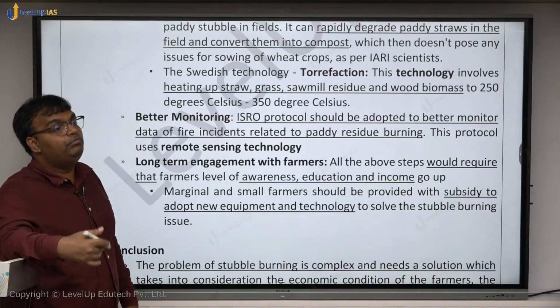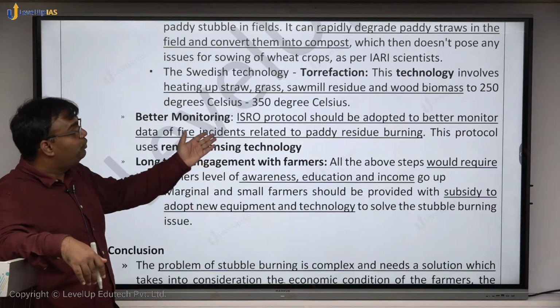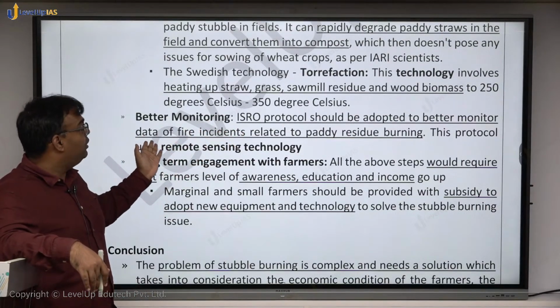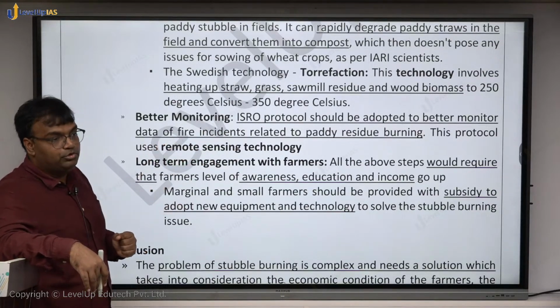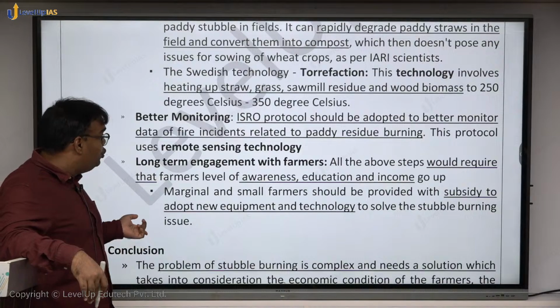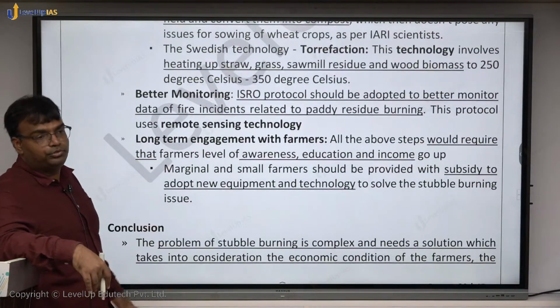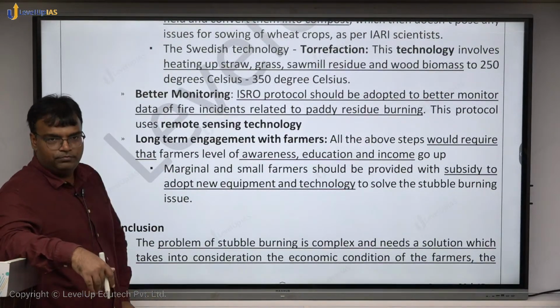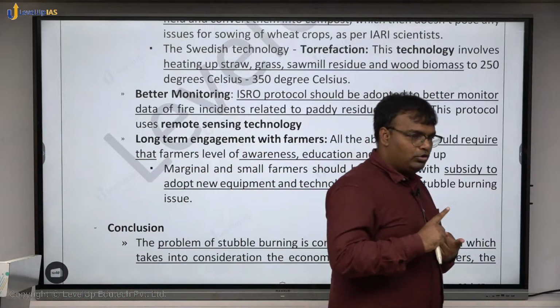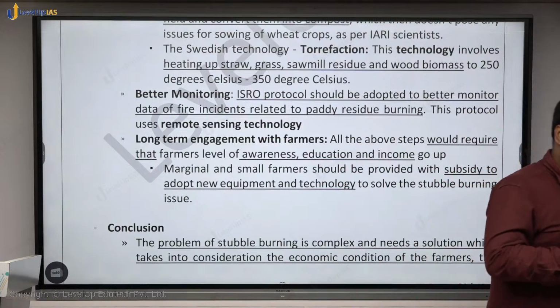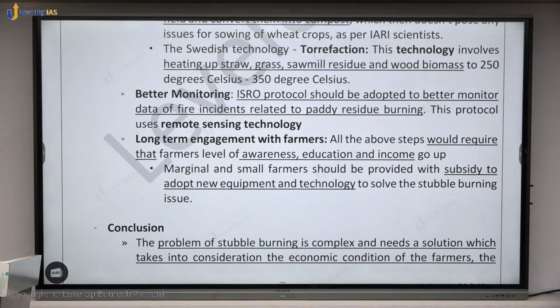If monitoring will be more effective. So the ISRO protocol should be adopted to better monitor data of fire incidents related to paddy residue. Here satellite based remote sensing technologies could be used. Long term engagement with farmers would be needed if you want to achieve any of these, चाहे आप बोल रहे हो कि फार्मर का इनकम बढ़ाना है, या फिर ऑल्टरनेटिव टेक्नोलॉजीज प्रमोट करना है, या फिर मॉनिटरिंग से यू वांट टू प्रिवेंट फार्मर फ्रॉम बर्निंग स्टबल.